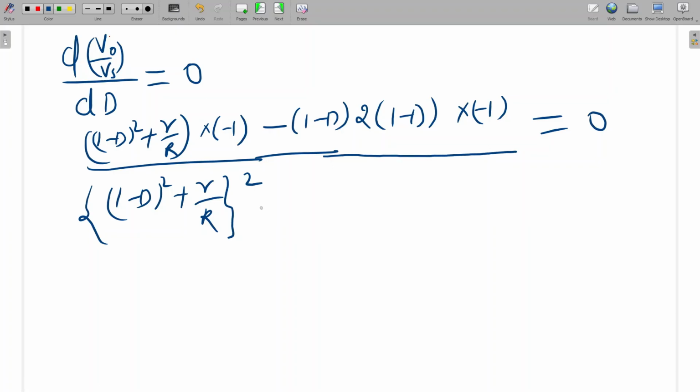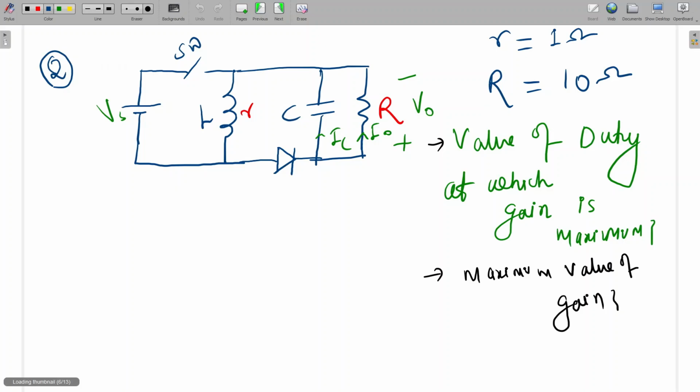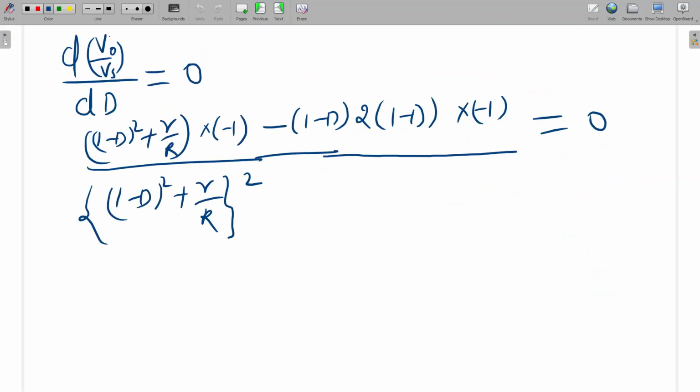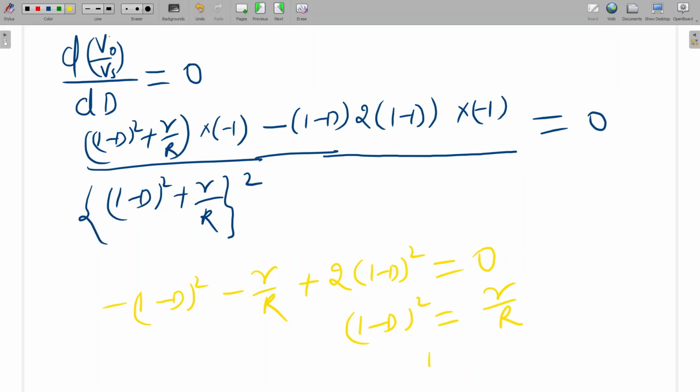Is this u by v differentiation clear to all? Yes, sir. Okay, so here I am going to simplify this further. It will be (1 minus D)² minus r by R, and here minus minus becomes plus, so 2 into (1 minus D)². This should be equal to 0. So we can write (1 minus D)² should be equal to r by R, and D should be equal to 1 minus under root r by R. At this value of D, we will get the maximum value of the gain. Is it clear to all?